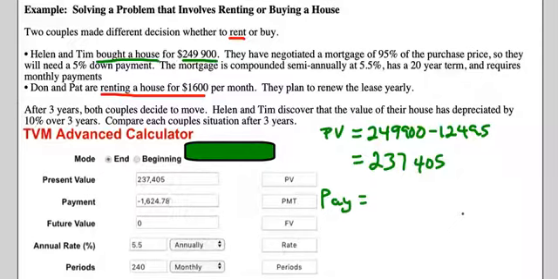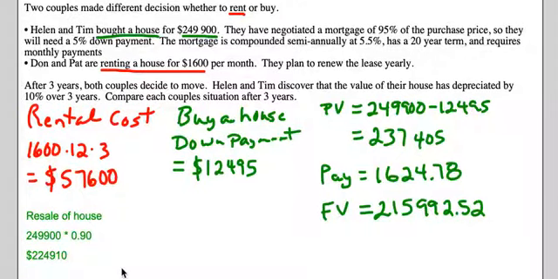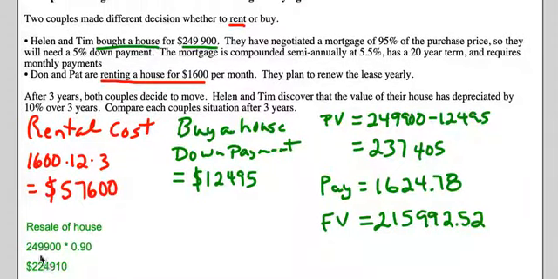So the next thing we have to find out is, when we sell our house, how much is it worth? We're told that the house depreciates by 10% over 3 years. So that means it's worth less than what it was. If it depreciates by 10%, that means it's worth 90% of what it used to be. So it was worth $249,900. We times that by 0.90 to give us $224,910. That is what you're selling the house for.